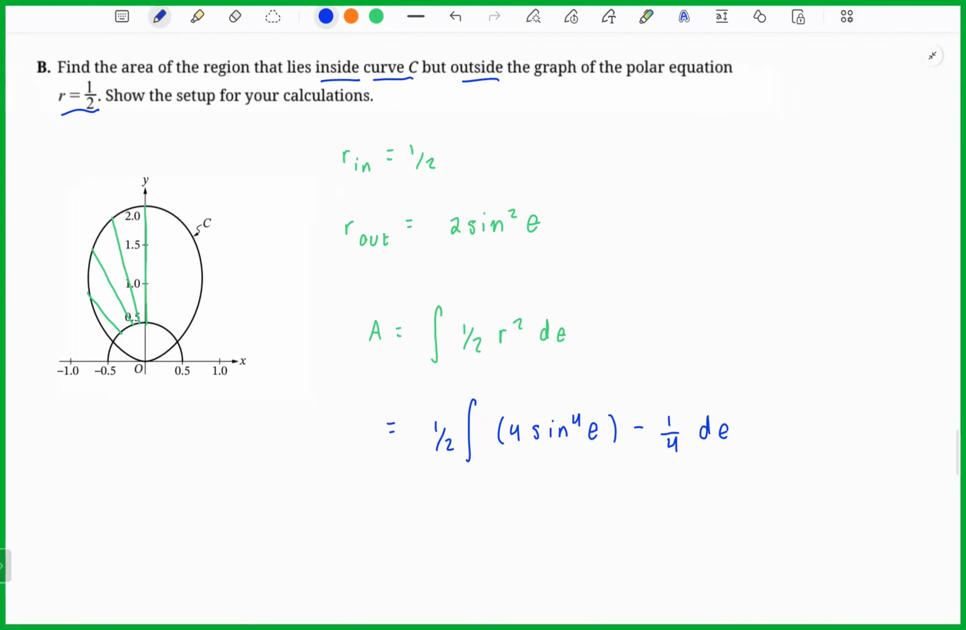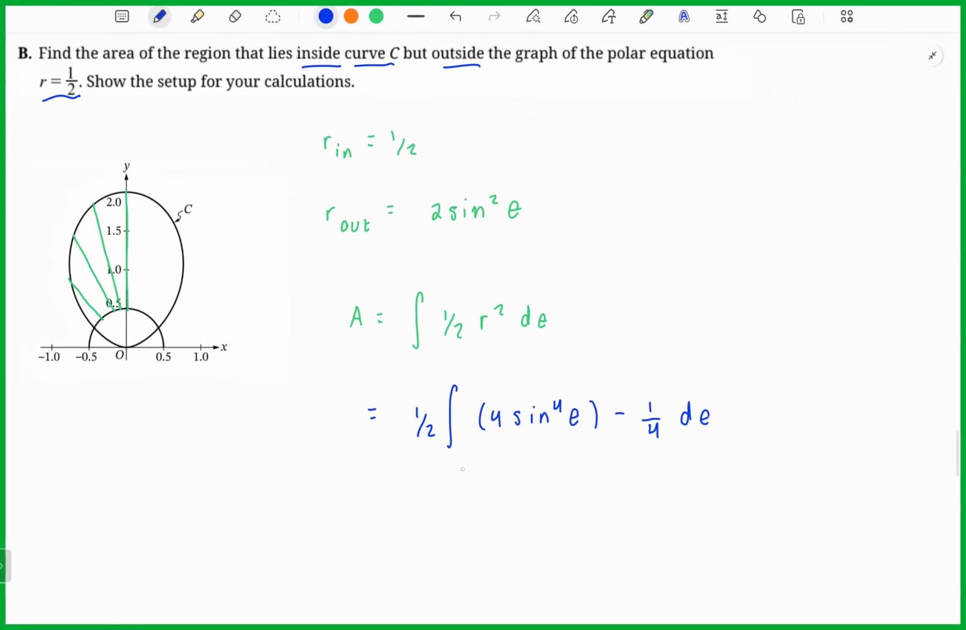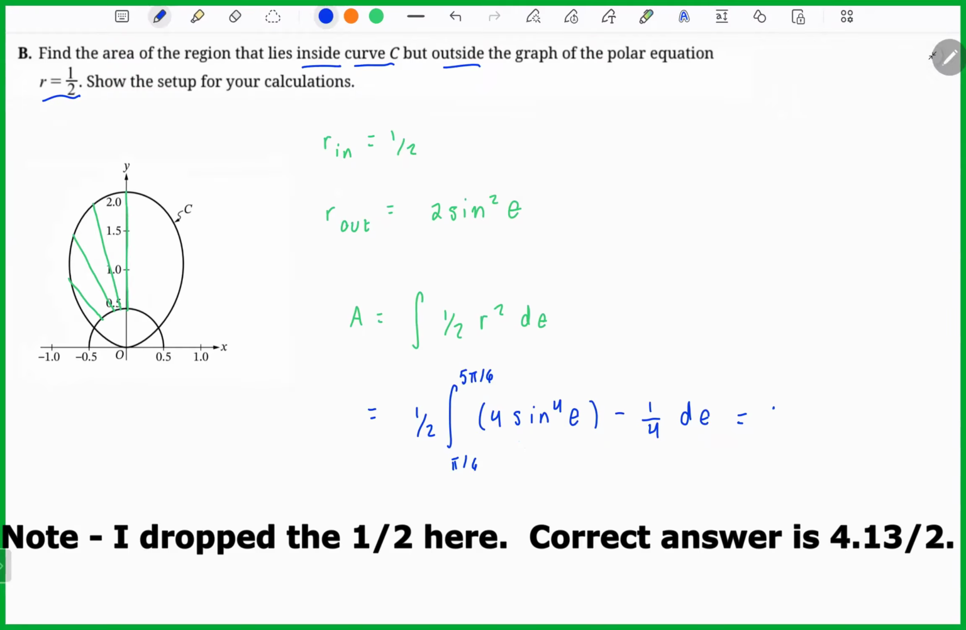And so in terms of showing our work, extremely important. You've done your work in the calculator, but show your setup. So add your bounds of integration here, pi over 6 to 5 pi over 6, and state your final answer, which we found to be 4.13.